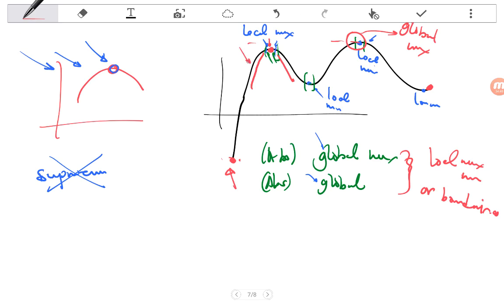Now, how to know if the function is increasing then decreasing? We know that from the first derivative. Yes, we know that from the first derivative. So that's why, to find local maximum or local minimum, we study the sign of the first derivative.